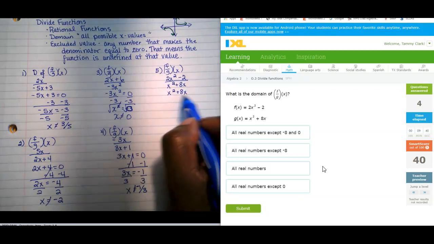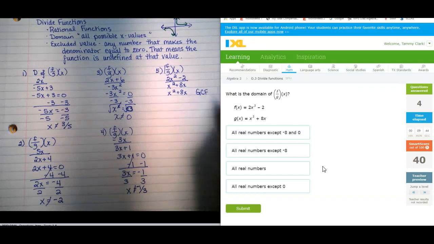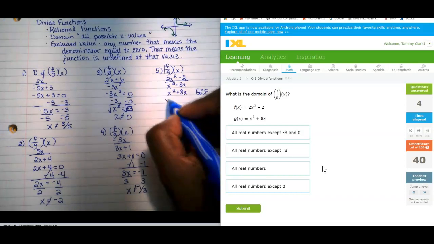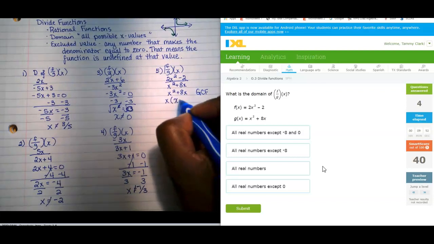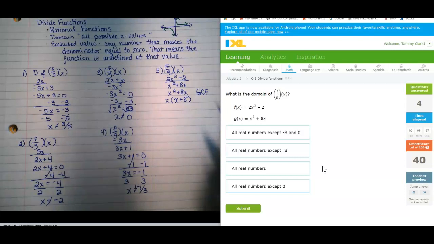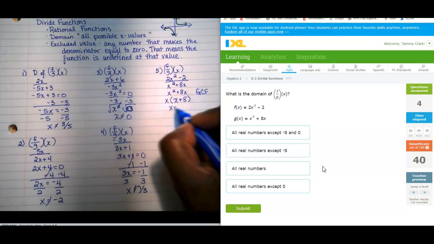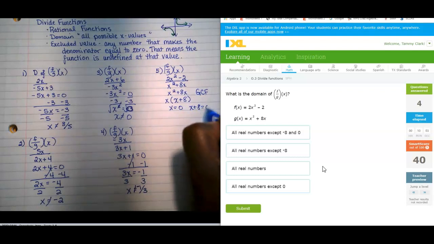is to take out the GCF, the greatest common factor, because if you notice, both terms have something in common, and that something in common is x. So we're going to take the x out, and we're left with x plus 8. Now this time we set both of them equal to 0. So x equals 0, x plus 8 equals 0.